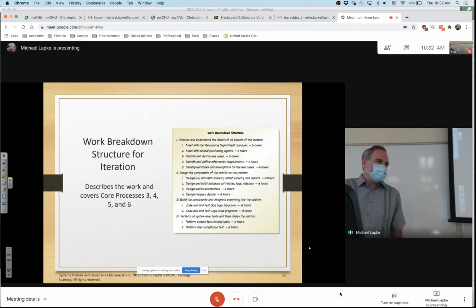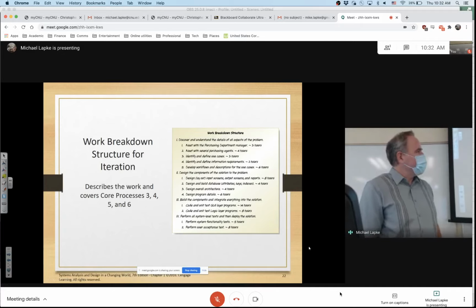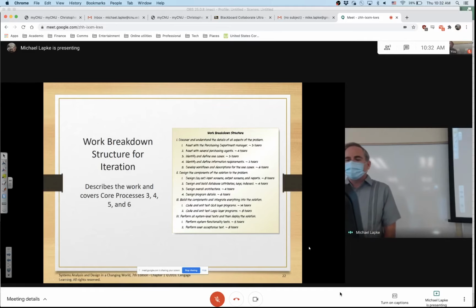So the work breakdown structure, again, this is in the planning phase. You're trying to determine what you're going to do, understand the details of the problem, design the components, build the components, and perform all system level tests. So you're just kind of writing out what your plan is and how much time it's going to take.